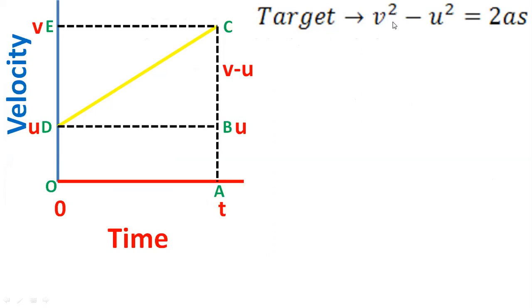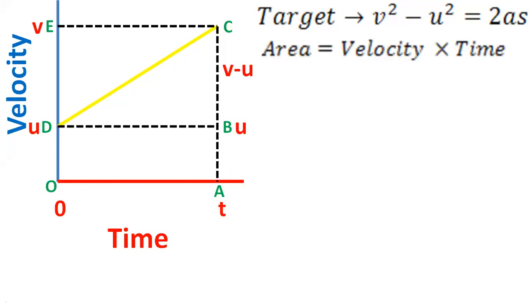So what is the target equation? V square minus U square is equal to 2as. We are going to use the same graph, and we are going to take area only. But do remember, we are going to change area this time. Last time what we did is we added this rectangle area with triangle area. But this time we are going to take a combined figure. We are going to consider D, O, A and C as a figure, and that is exactly a trapezium. So we are going to calculate area this time with the help of area of trapezium.